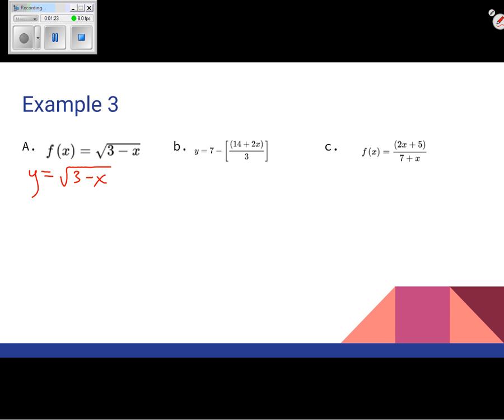Next, what I want to do is make it so that this x right here is the only thing on the right side of the equation. So that's going to be done by squaring both sides, and then subtracting 3 from both sides. Now careful, I still have a negative x over there. I want to solve it all the way down for positive x. So dividing everything by -1 will give me negative y squared plus 3 equal to x.